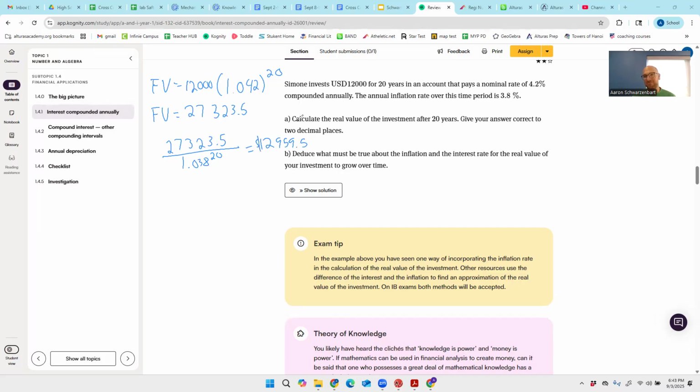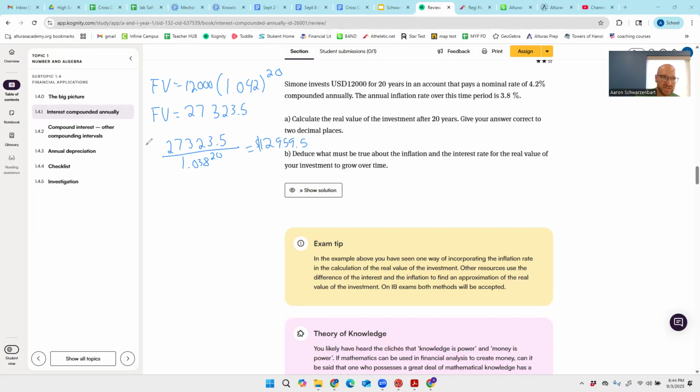So yes, he's made about $1,000 worth on his interest. Doesn't look as nearly as good as 15 plus thousand did. So what must be true about an inflation rate for the real value of your investment to grow over time? The interest rate has to be higher than the inflation rate. So if you have an investment in an account that isn't higher than that, it's probably wise to switch accounts.